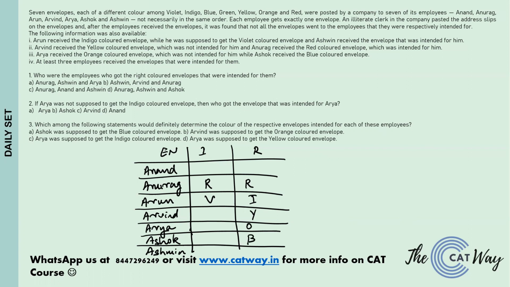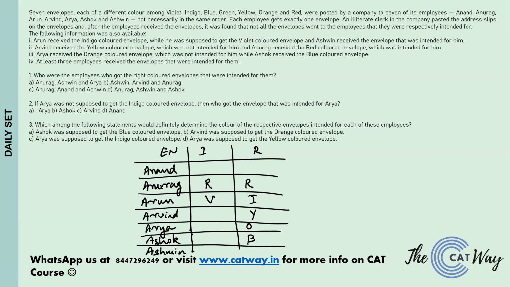And it has been given that at least three employees received the envelopes that were intended for them. So at least three of them have got what they received equal to what they intended to get. Chalo, let us move ahead. Ashwin received the envelope that was intended for him. That is something that we know.